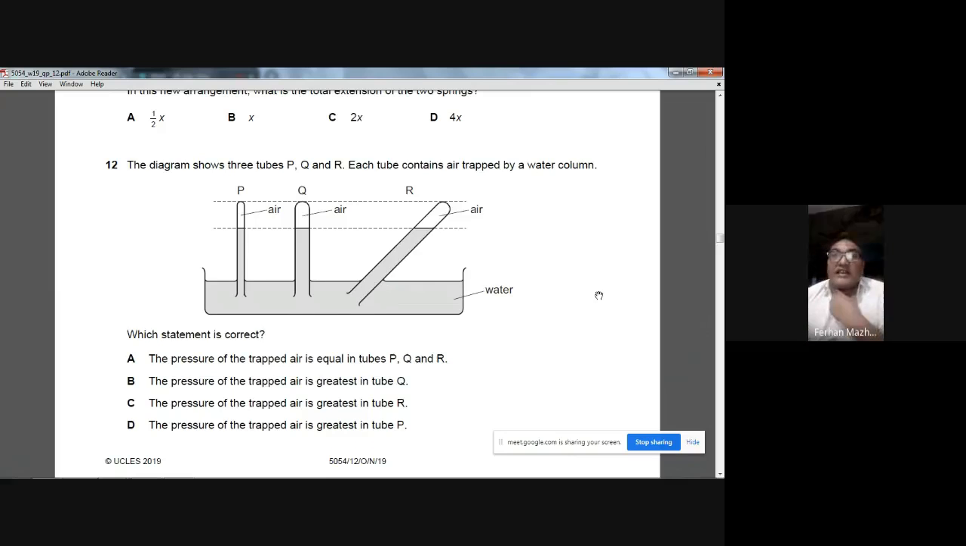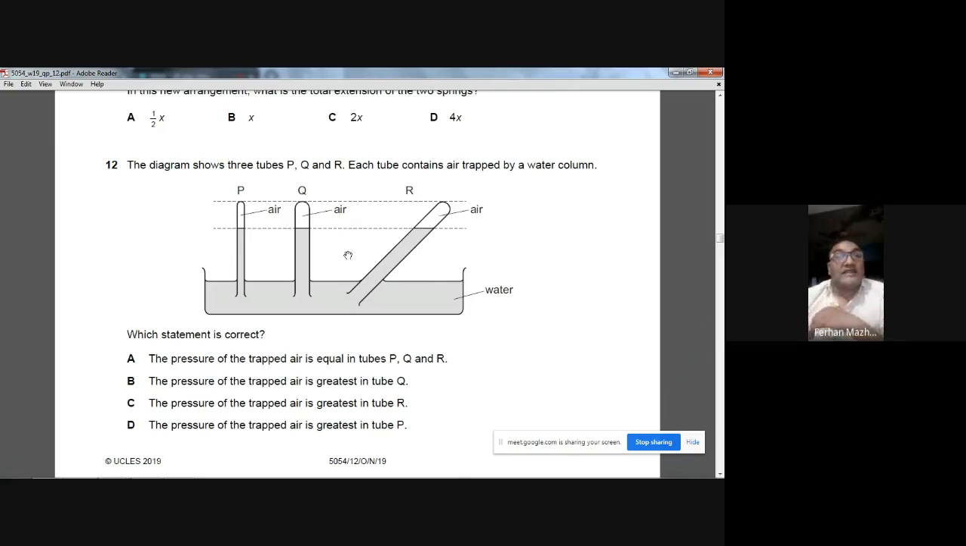You see, this air is trying to push this water outside of this tube. In all of them, the air which is trapped here is trying to push the water out of this tube, and the atmosphere is trying to stop that. So a balance has been created, and we can see that the level of the water in all the tubes is the same. The vertical height of the water from the level of the water in this tray is the same. So it means the pressure of this air is the same. So the pressure of the trapped air is equal in tube P, Q, and R.